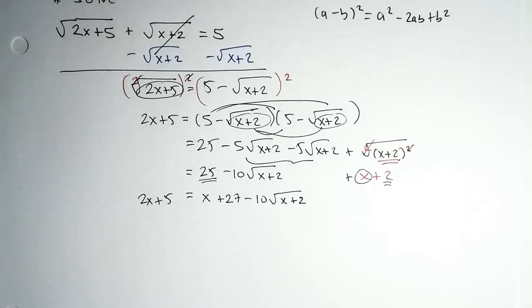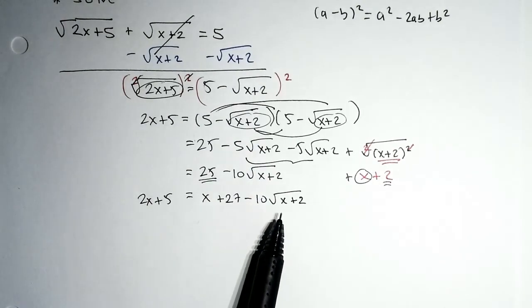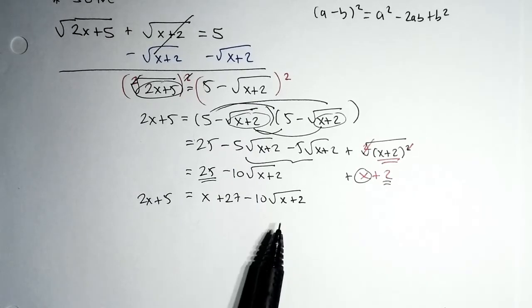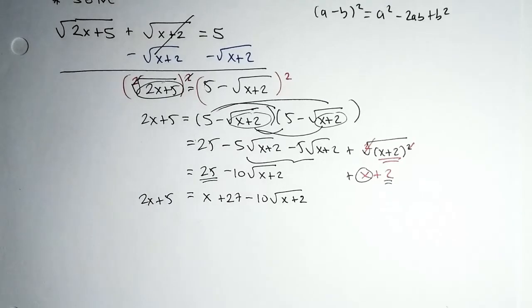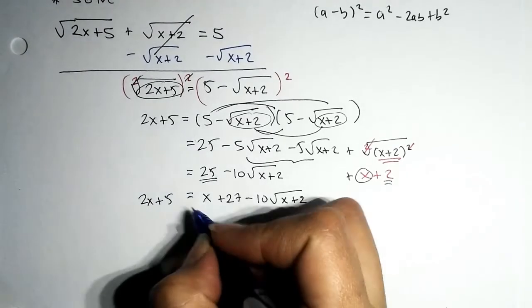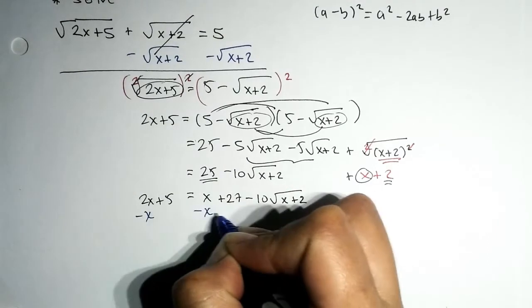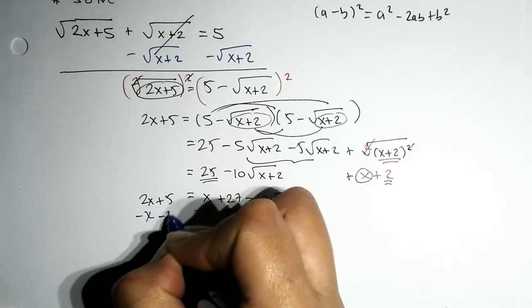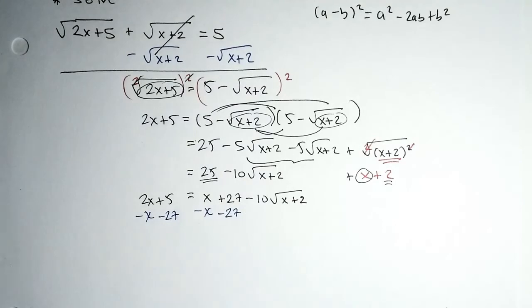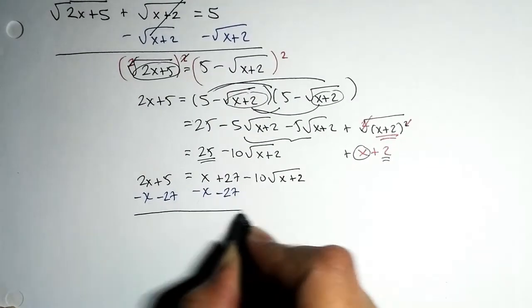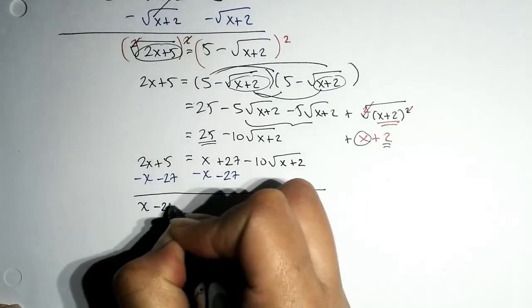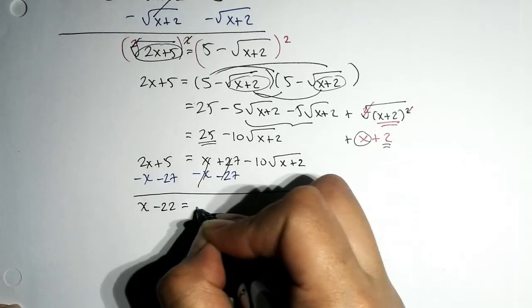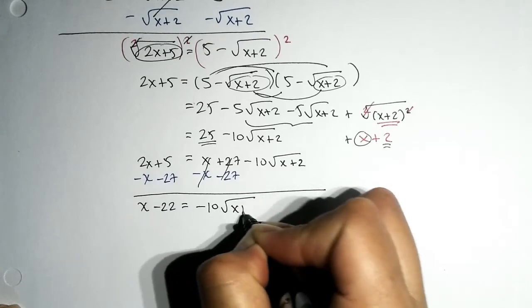So now we still have a radical equation, as you can see, but fortunately it's a radical equation with only one radical. So let's go ahead, work our magic and isolate that one radical that we see. Let's subtract x from both sides, and while we're at it, subtract 27 from both sides. Okay, so bear with me, it's going to take me a while. When we subtract those 2 terms, that will leave us with x minus 22 is equal to negative 10 times the square root of x plus 2.